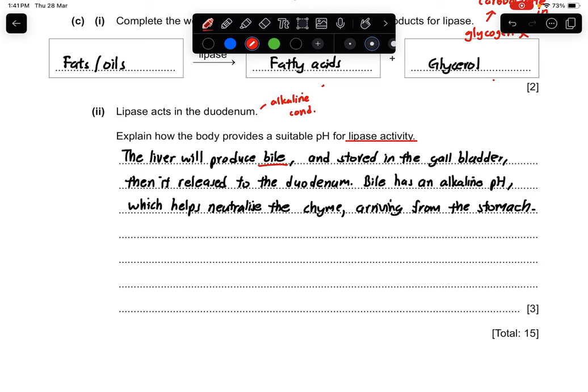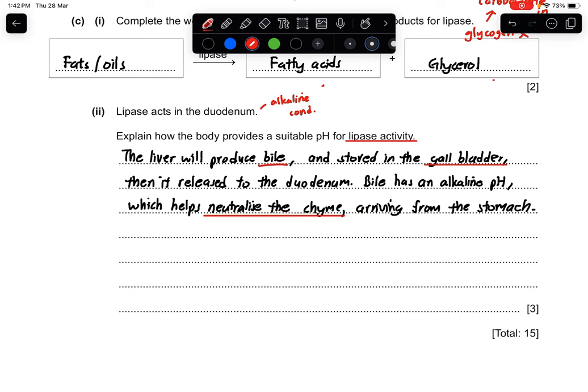What you can do is, if you remember how bile is produced, it is produced from the liver. And after the liver produces the bile, if there's no fats, it will be in storage. Where will it be stored? It will be stored in the gallbladder. And when there's fats arriving in the duodenum, the bile from the gallbladder will be secreted out, and then they will undergo the emulsification. And at the same time, it will help to neutralize the acidic chyme.